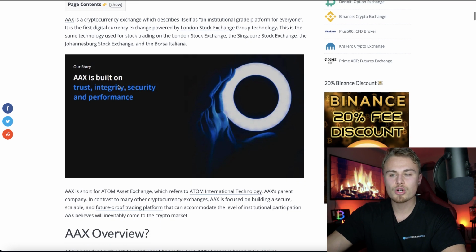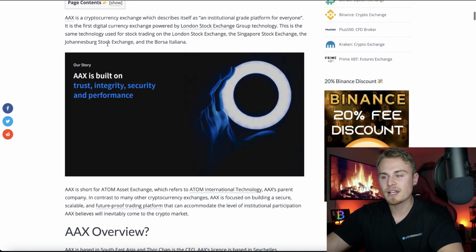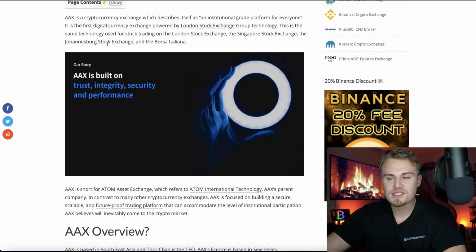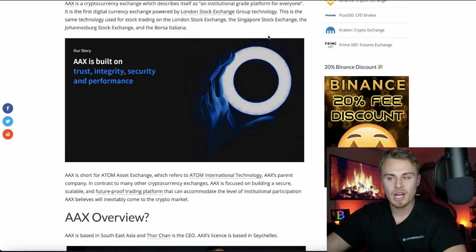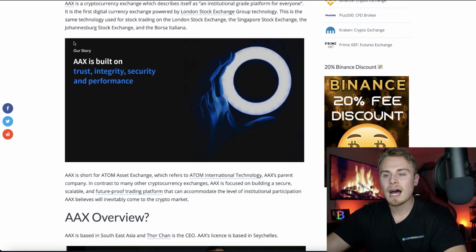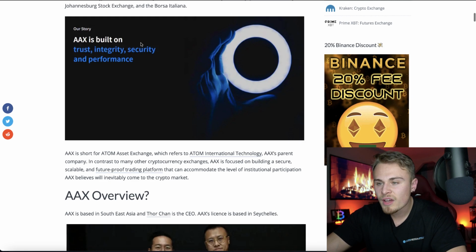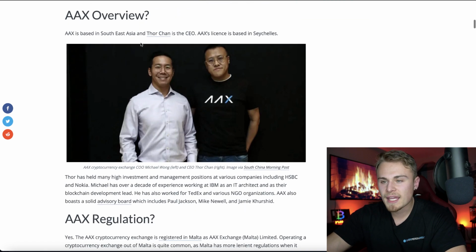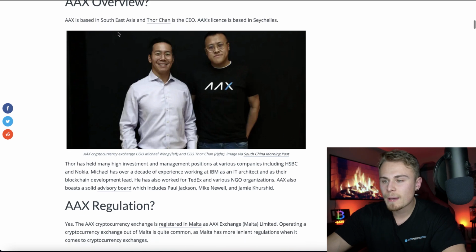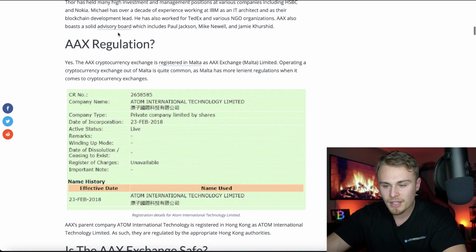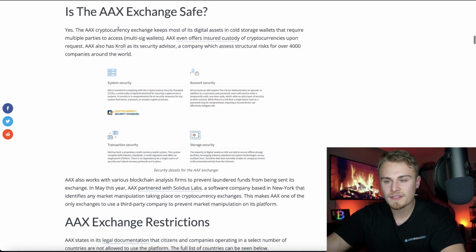It is the first digital currency exchange powered by London Stock Exchange Group technology. This is the same technology used for stock trading on the London Stock Exchange, the Singapore Stock Exchange, the Johannesburg Stock Exchange, and the Borsa Italiana. So it talks about the AAX overview based in Southeast Asia. That's interesting as well. It talks about the owner, the CEO, and the regulations they have here, and whether or not the exchange is safe.